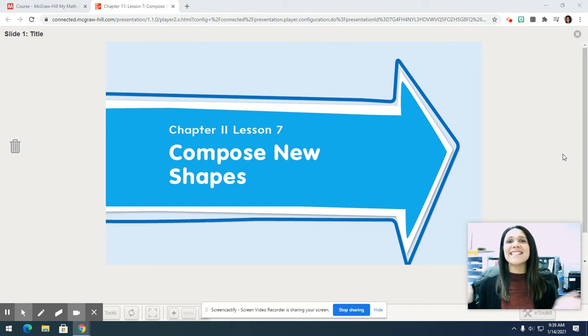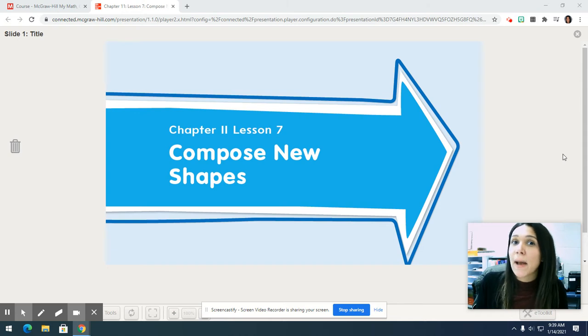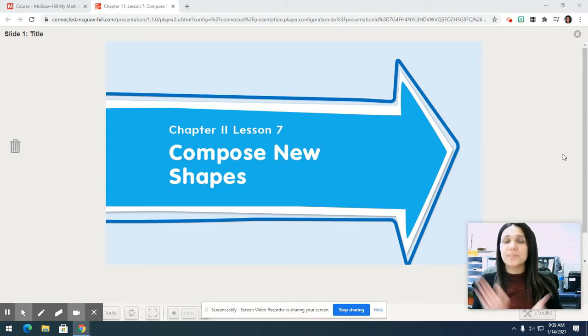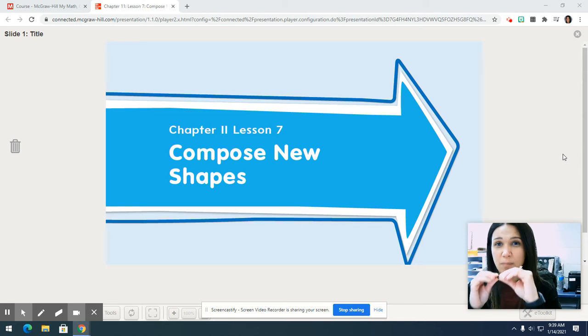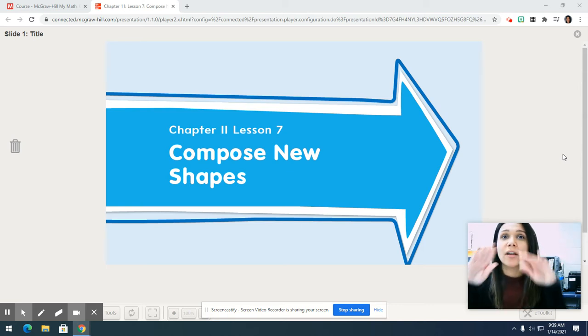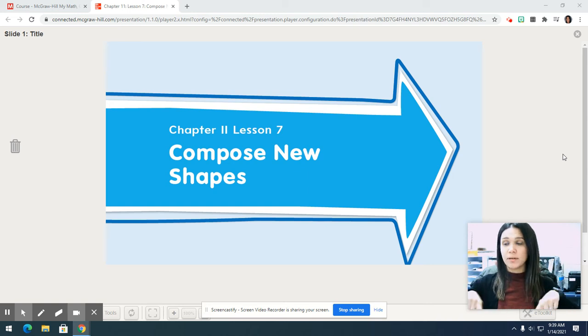All right, boys and girls, today we're going to be talking about composite shapes. Composite? What does that even mean? Echo me, composite. Now let's clap out our syllables. Composite. Composite. Good. A composite shape is when you have a smaller shape. You put the smaller shapes together to create one big shape.